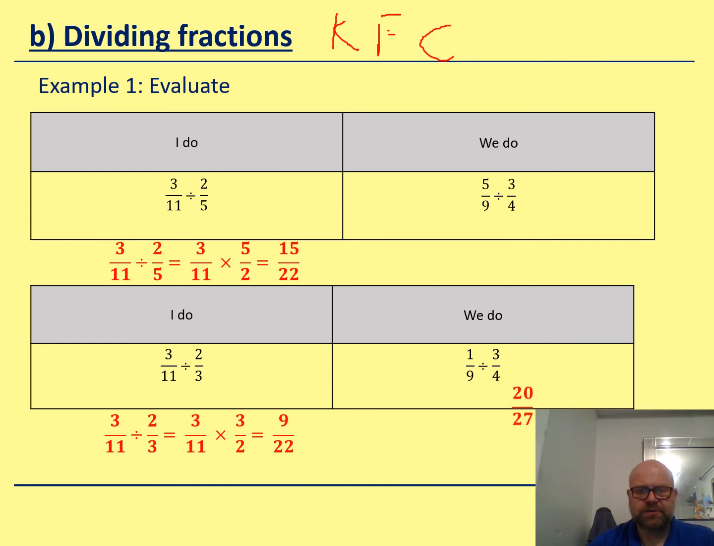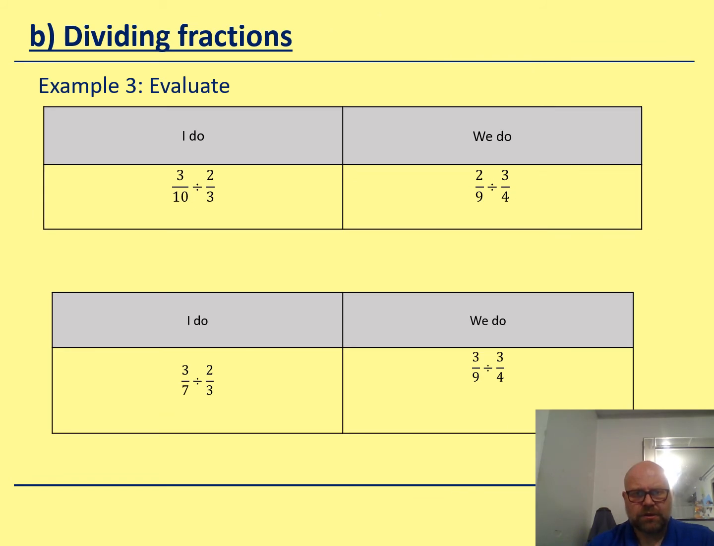Okay, here are the answers: 20/27 and 4/27. So I'm going to do 3/10 divided by 2/3. So I'm going to keep the first, so it's going to be 3/10. I'm going to find the reciprocal, so that's flip, so that's 3/2, and I'm going to multiply. So I get 3/10 times 3/2, which is 9/20.